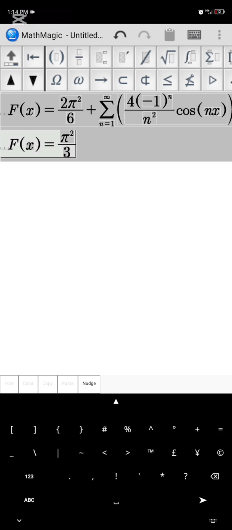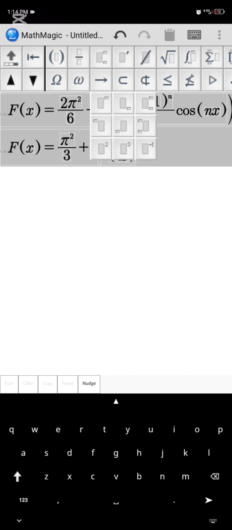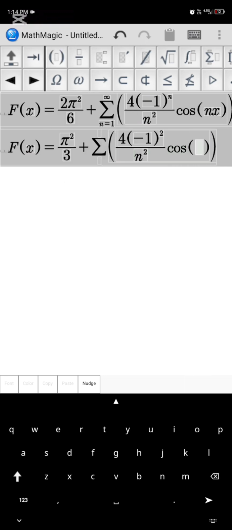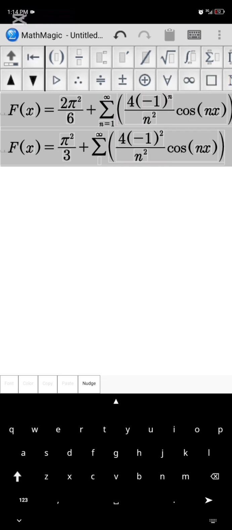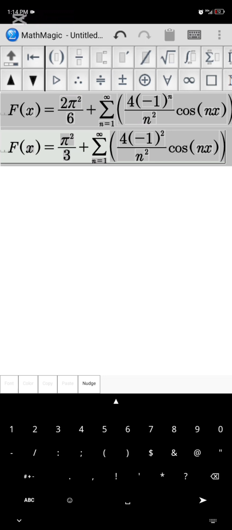Okay, plus the summation of n running from 1 to infinity of 4 multiplied by minus 1 raised to the power of n over n squared, then multiply by cos nx. All right, so the limit is from 1 to infinity. So that's the obtained series. So we've obtained a Fourier series for the given function.